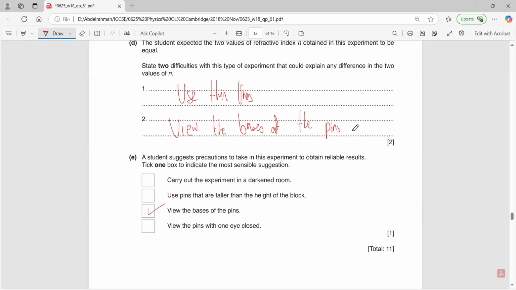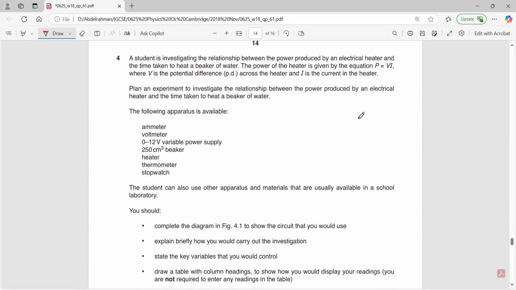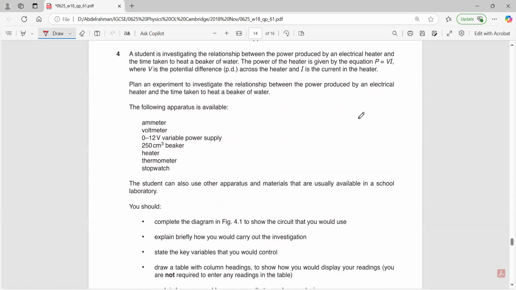Okay, moving on. Question 4. I know you love this question, right? I love it too.